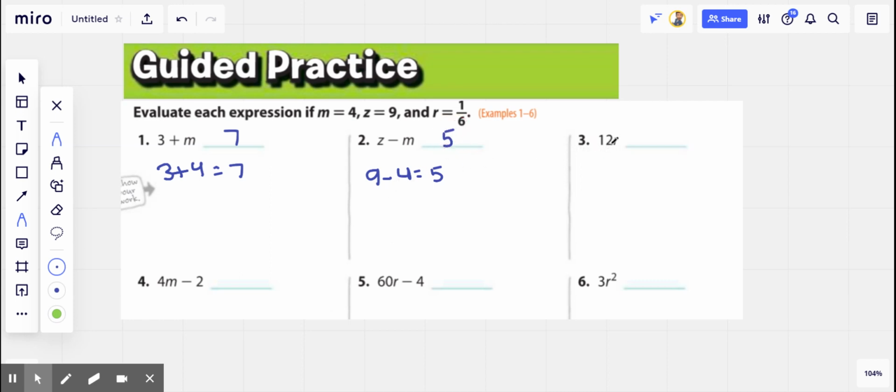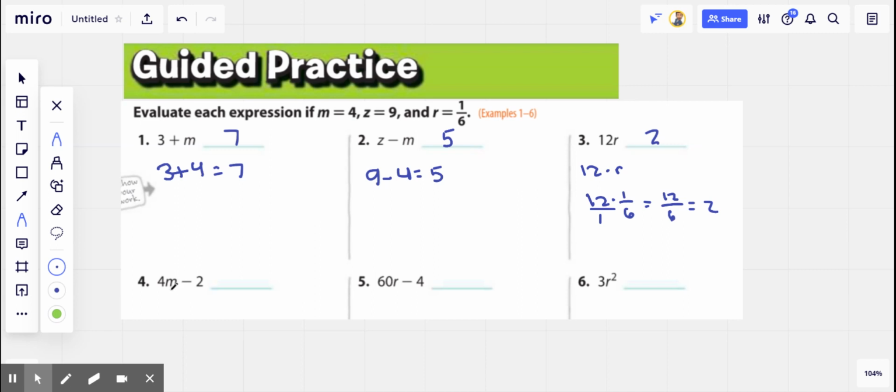Number 3, 12r. So this means 12 times r. So what is r? R equals 1/6. So if we do 12 times 1/6, 12 is a whole number, so as a fraction, it's 12 over 1. 12 times 1 is 12. 1 times 6 is 6. And then 12 divided by 6 equals 2. So it's 2.